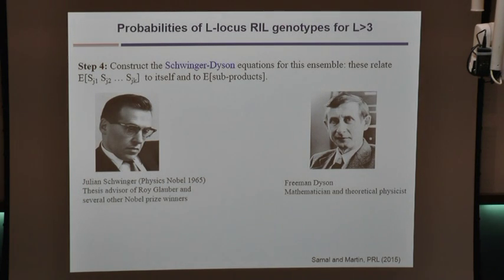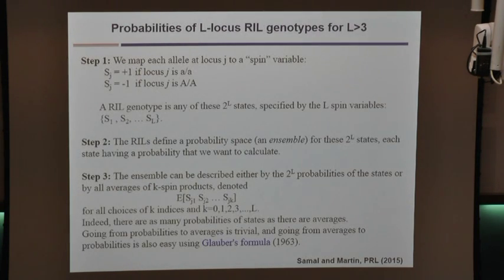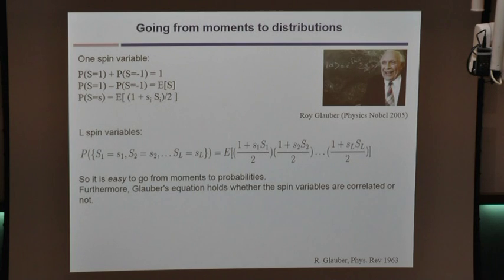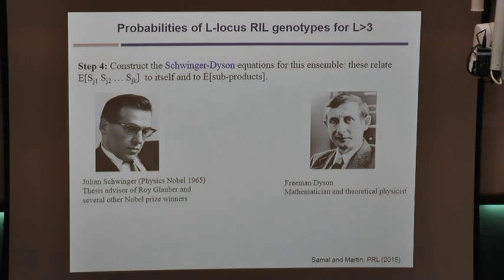So that's the first thing, that we exploit Glauber's formula to go from expectations to the probability of the RIL genotypes. And the second part, which again I'm not competent enough to speak about, there are many people at ICTS who would know this much better, is that we use the Schwinger-Dyson approach to relate a higher order spin product in terms of itself and the lower order spin products. I will illustrate this in detail for the 4 locus case.